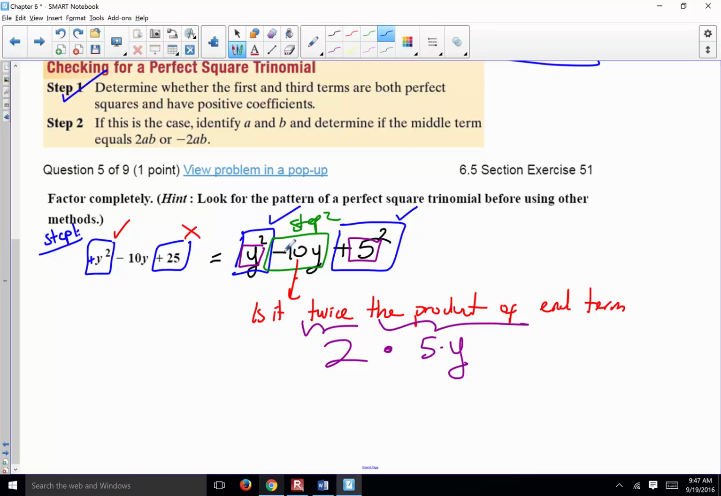Yes, with a minor difference. This guy has a minus. It's okay. We just need to match this part, digits and the variable. I don't care about the sign. Sign is either the same or opposite. Either way is fine. Just check digits, 10 and y. Is 10y the product of the end terms and twice? Yes. 5 times 2y is 10y, is the middle term.